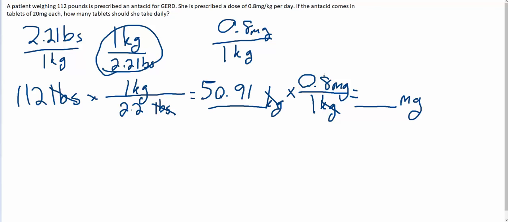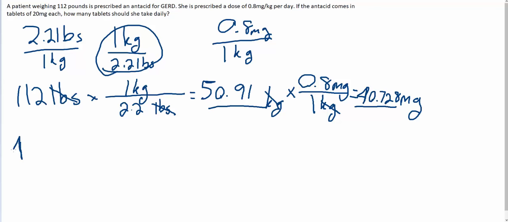50.91 times 0.8 on the top divided by 1 on the bottom. That gives us 40.728 milligrams. Now we know how many milligrams this patient needs to take per day, which is great.